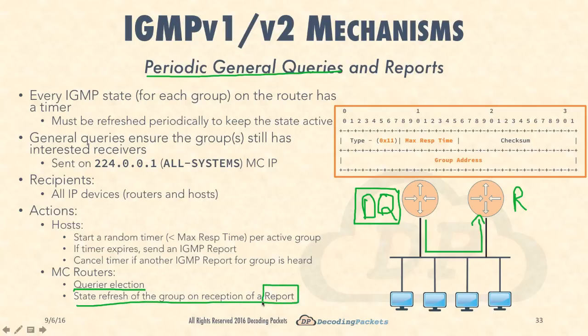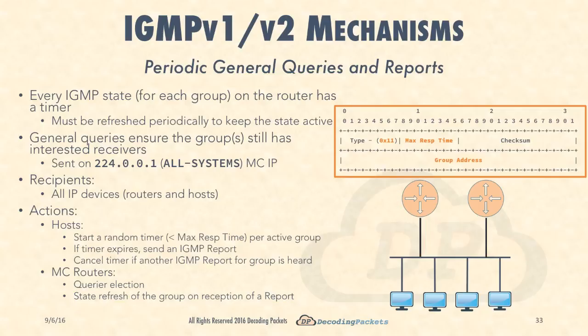So in case the DQ does go down, or in case the multicast traffic is coming a different way. If the multicast traffic actually ends up coming to this router, then this router needs to forward it out onto the segment. They also need to keep the state active, and they'll basically use the reception of the report, which is sent by the host, to keep that state fresh and keep activating that state and keep pushing it up to the multicast routing protocol.